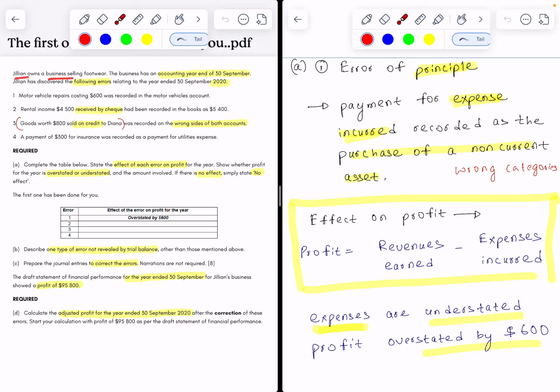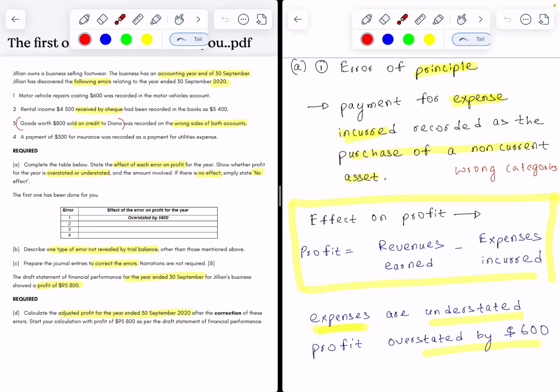Jillian owns a business selling footwear. The business has an accounting year end of 30 September. Jillian has discovered the following errors relevant to the year ended 30 September 2020. So we have found 4 errors here, and we are required to complete the table where we state the effect of each error on the profit, whether it is overstated or understated. We also prepare the journal entries to correct these errors. And lastly, we calculate the adjusted profit after the correction.